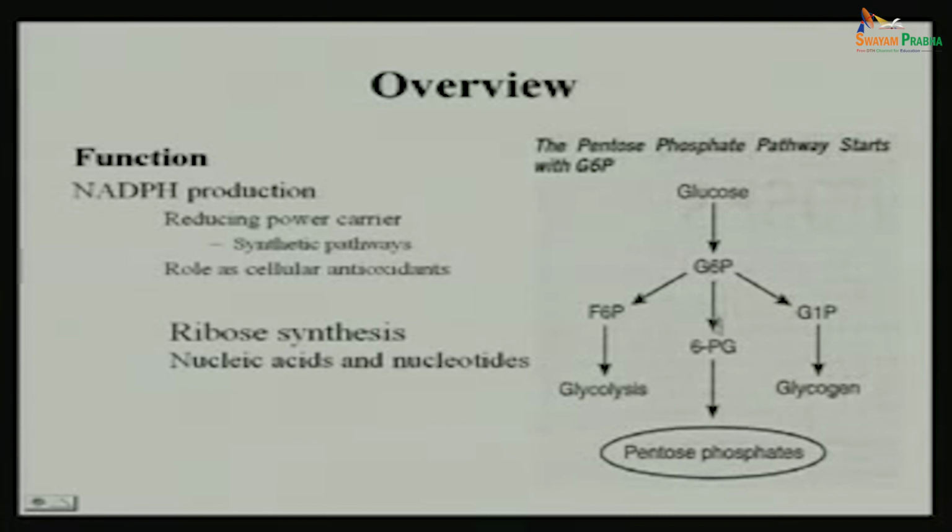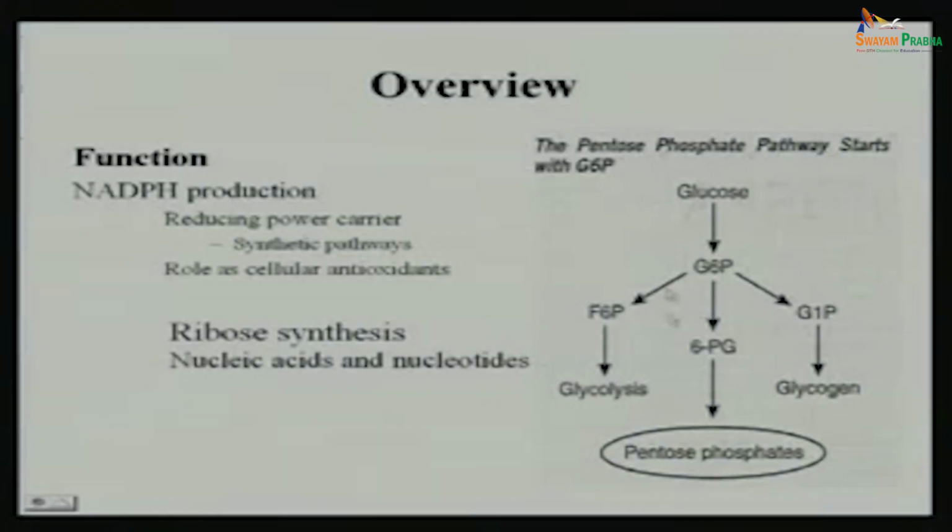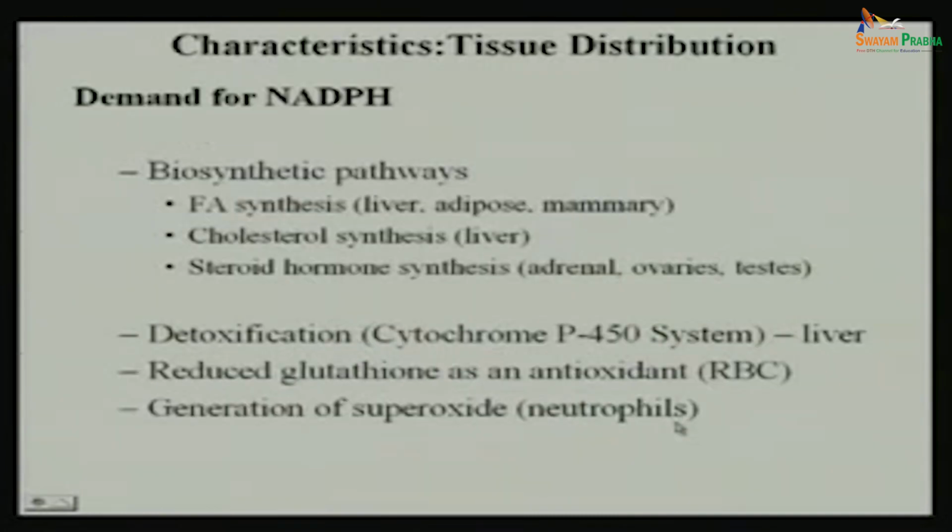Glucose 6-phosphate, when it enters and produces the product 6-phosphogluconate, enters this pentose phosphate pathway. And today we will learn this particular pathway where glucose 6-phosphate is producing the pentose sugar.